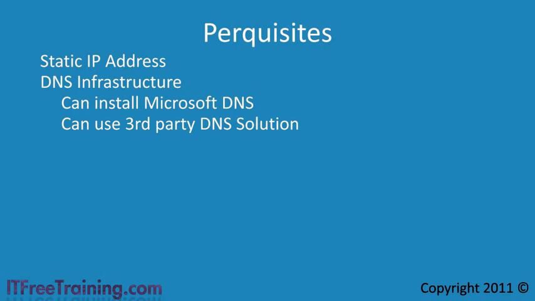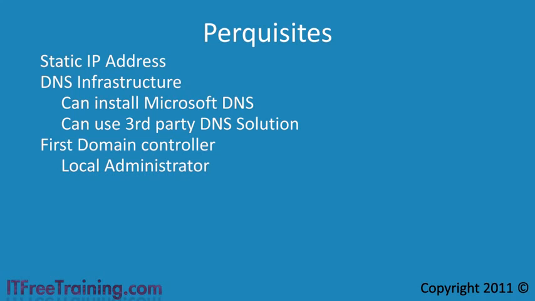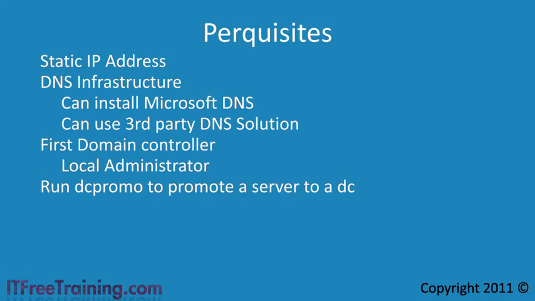The next prerequisite that needs to be met for your first domain controller is that you need to ensure that you are a member of the local administrators group. Once you are ready to install your first domain controller or add an additional domain controller to any existing network, run the command DCpromo. The process of changing a server into a domain controller is called promotion. It is common for people to say, I'm going to promote this server to a domain controller.